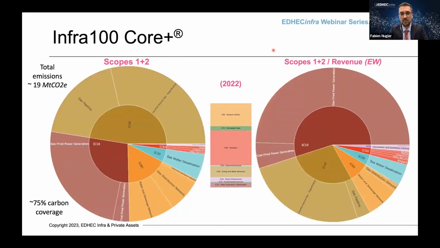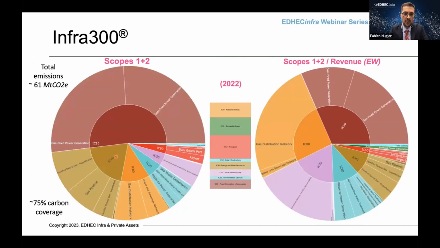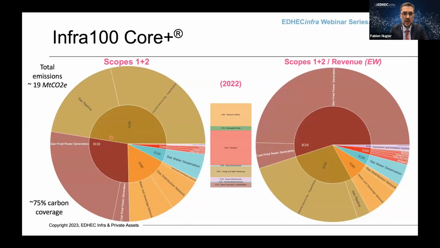So here I'm presenting the Infra 100 Core Plus. So this is only 100 assets which have the highest valuation. And you can see a composition of the emissions which is a bit different. So here the energy and water resources sector was second, and it's now first. And the rest is kind of similar.